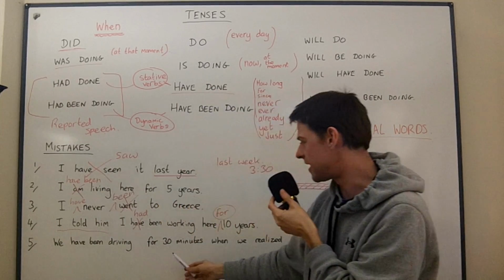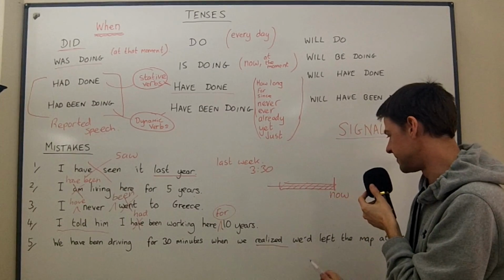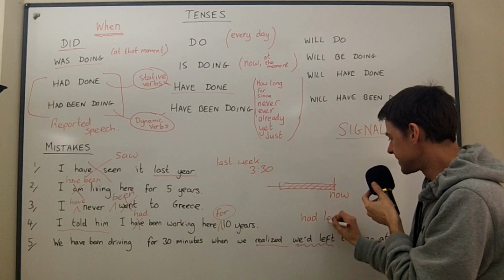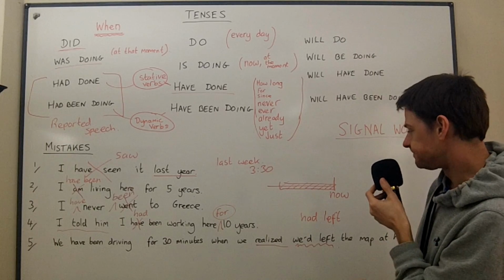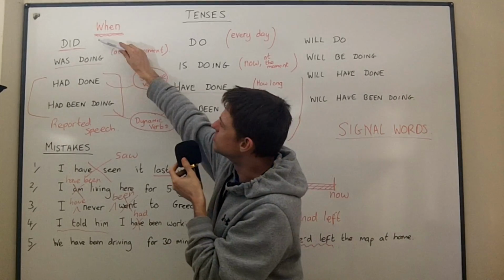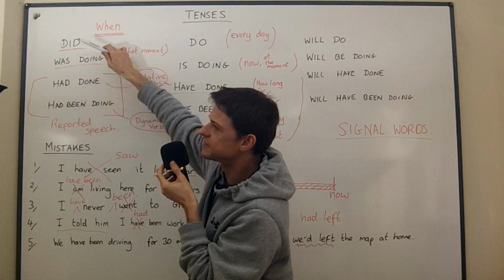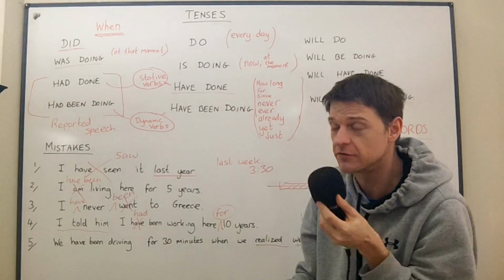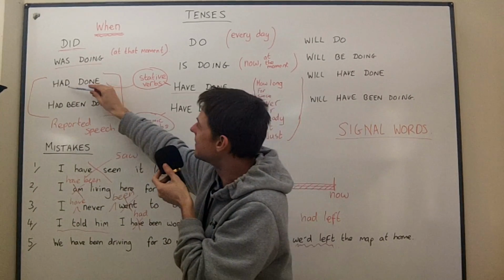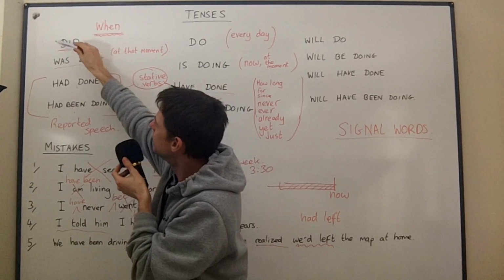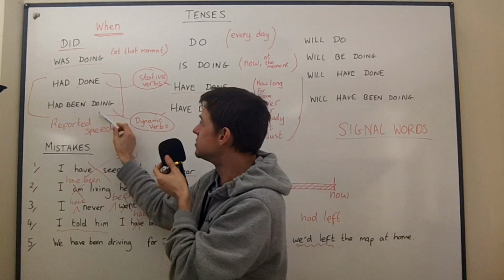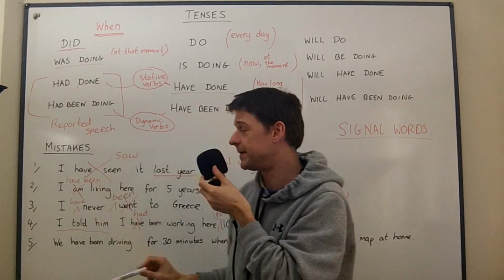Look at this. "We have been driving for 30 minutes when we realised, past simple, that we had left, past perfect, the map at home." Okay, notice that we are in past tenses here. And really, these are called narrative tenses. We use past tenses when we're telling a narrative, which means a story. When we're telling stories, we use these past tenses to put everything in the right place. And these two are always before these two. When you say "had done," you're saying it was before "did." When you say "had been doing," it means it happened before the past simple.